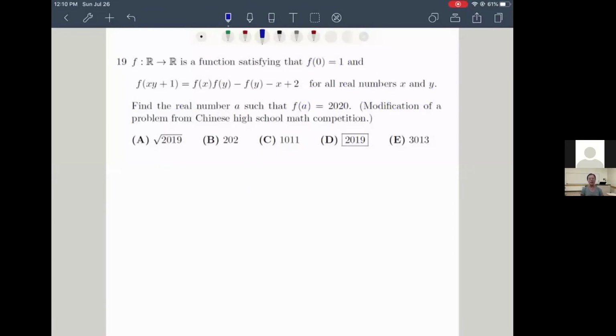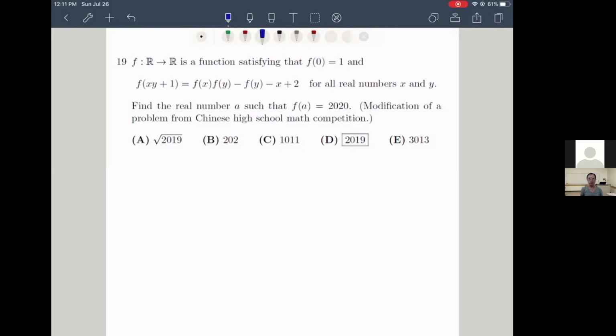Problem 19, this is about a function. Although we don't know the specific form of this function, we are given an alternative form. So ideally, we would like to see f(x) in terms of x. But here inside f, we are given xy plus 1. And also we know that this relationship holds for all real values of x and y. With that, we can try some special values so that we can get a better understanding of this function.